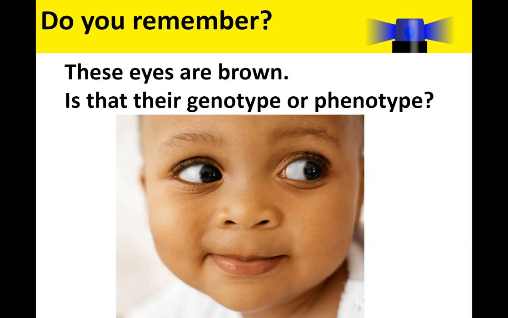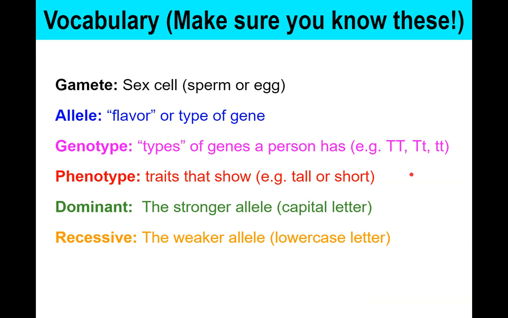Okay, so these eyes on this cute baby are brown. Is that their genotype or their phenotype? Okay, it's phenotype. Phenotype, remember, is ph, like the physical body. Ph, physical. Ph, phenotype. And phenotype is what it looks like. So brown eyes is the phenotype. So if I ever ask you what is the phenotype of something, you will know.